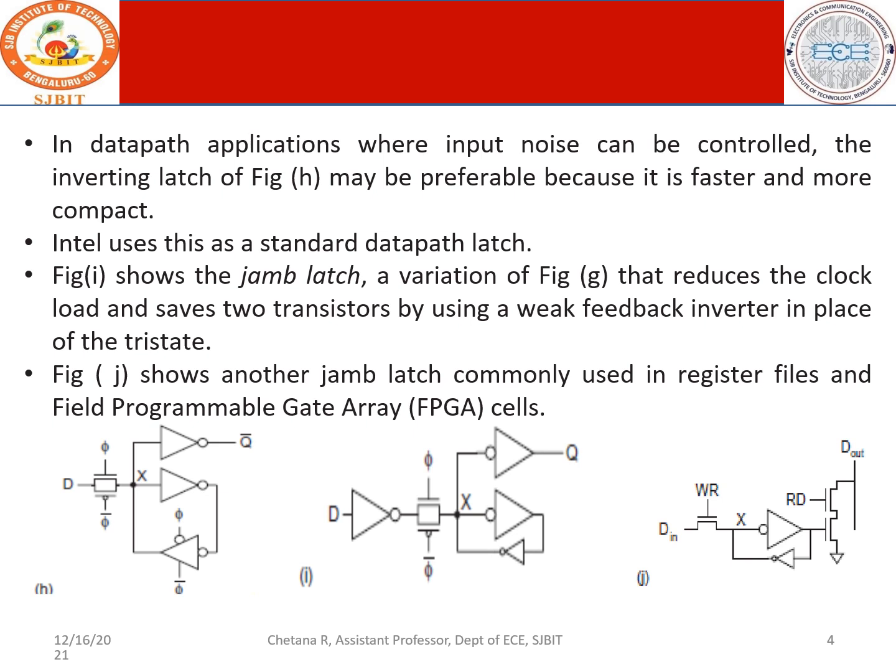Next, we have seen how successfully the latch was constructed. Now we will see it in terms of data path applications. What is a data path? Data path is the ALU plus the register. In data path applications, where input noise can be controlled, the inverting latch of figure H may be preferable because it is faster and more compact. There are n number of latches, and depending on the type of application, the appropriate one is chosen.